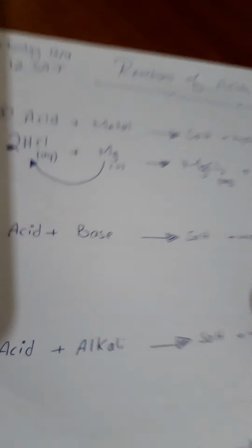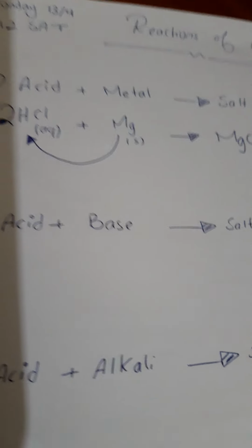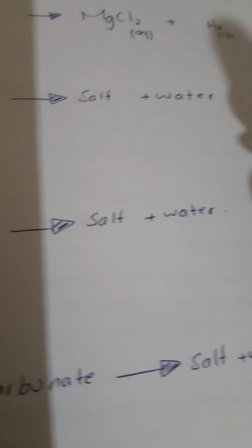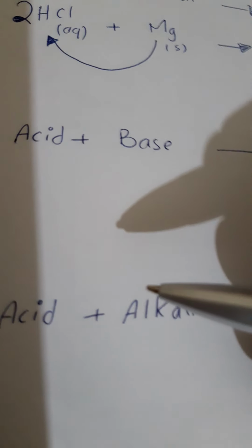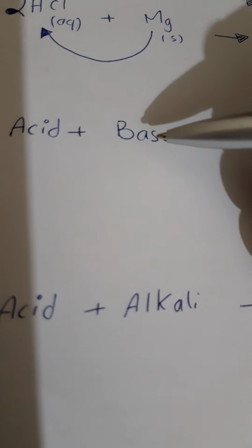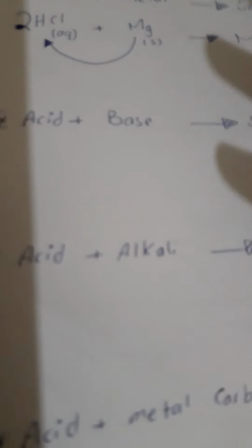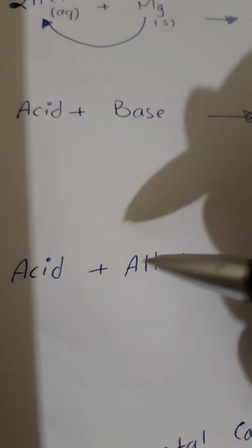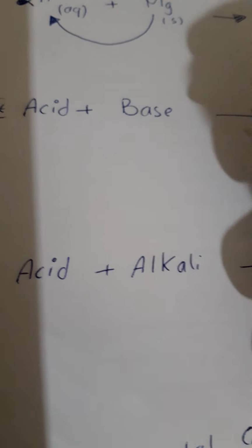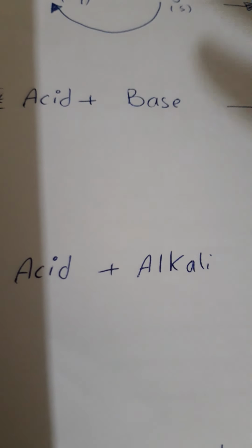The second reaction, which is the most common reaction for acid and base, is acid plus base gives salt and water. The third reaction, before I give any example: acid plus alkali gives the same products, salt and water. But the difference between a base and an alkali, guys, is that a base is insoluble in water, meaning it is a solid, while an alkali is soluble in water. Both have pH more than 7, meaning on the pH scale they are the same, they're both bases. But the name alkali means a soluble base, a solution of a soluble base.